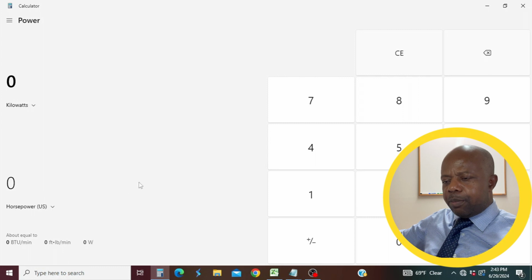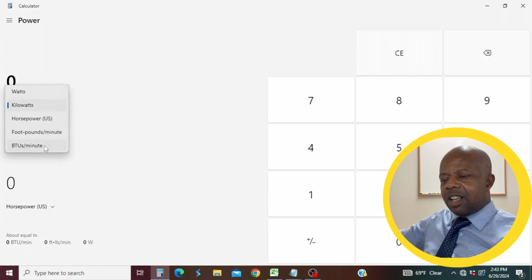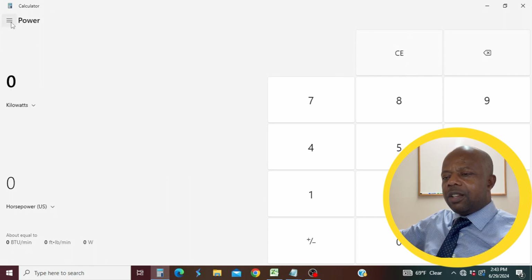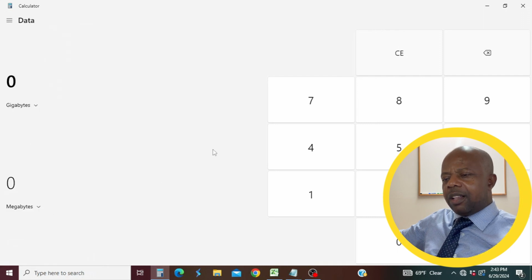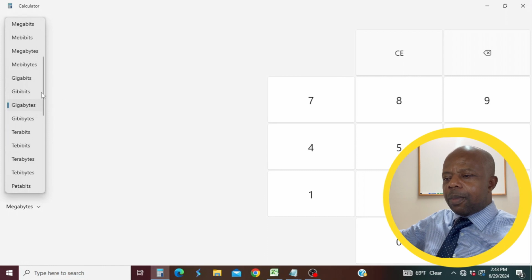All right, next is power. Horsepower, you can use that and see how to convert from one to the other. Then the next is data. Data is also very, very important for people who deal with data.